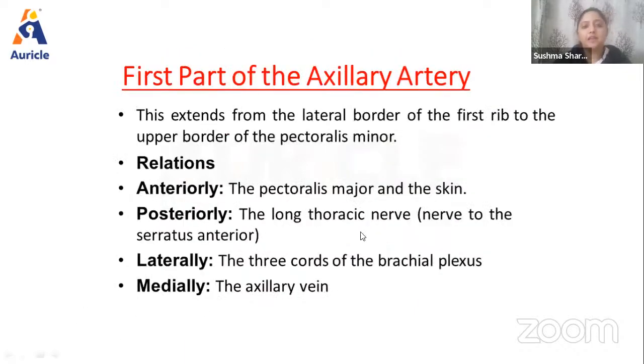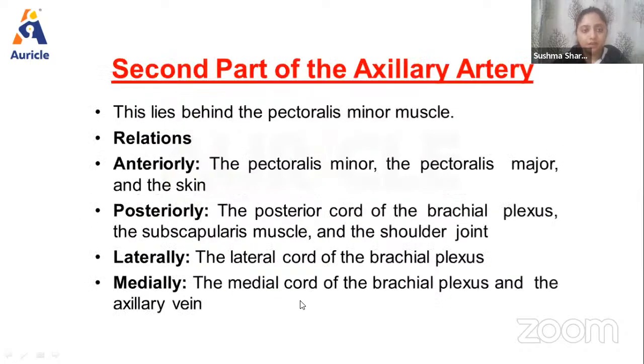The first part of the axillary artery extends from the lateral border of the first rib to the upper border of the pectoralis minor. It is bounded anteriorly by the pectoralis major and the skin, posteriorly by the long thoracic nerve. The long thoracic nerve is the nerve to serratus anterior, injury to which leads to, question to you, homework question number 2. Laterally, it is related to all the 3 cords of the brachial plexus and medially to the axillary vein.